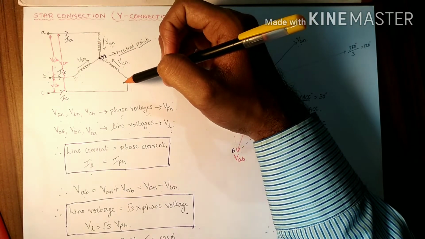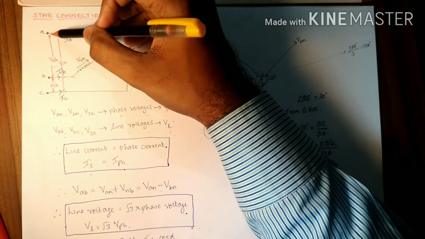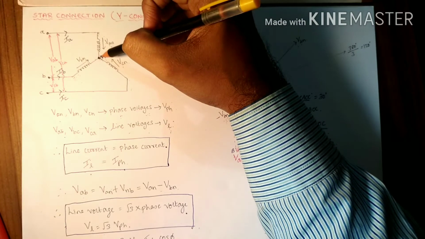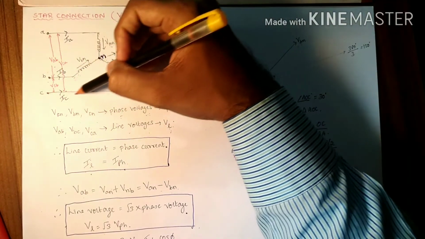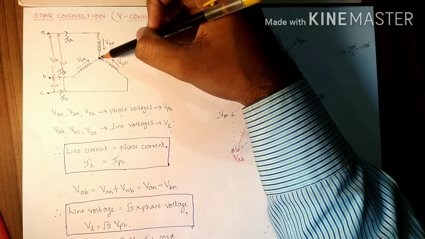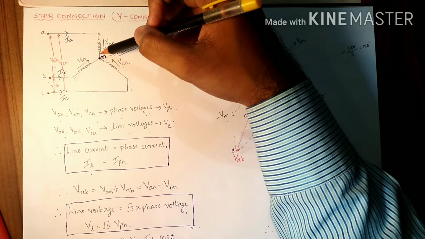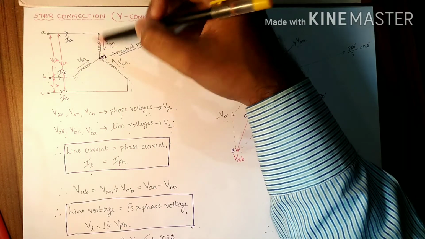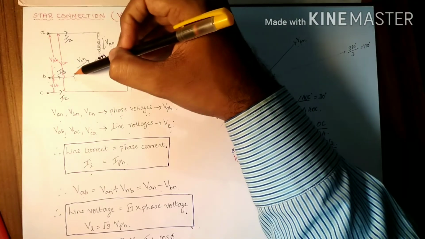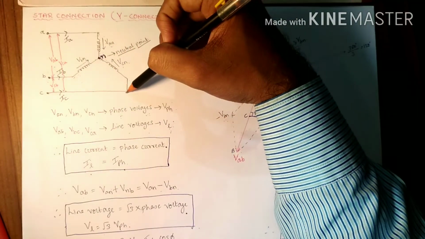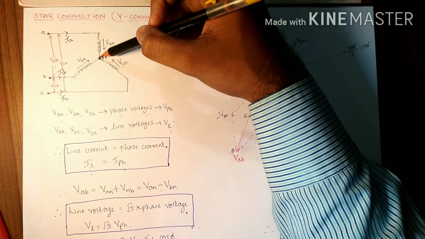Now moving on to the current. So here the current, you can see IA, right? So from here to N. Then IB is flowing from this point to N. IC is also flowing from C to N. So IA, IB, and IC are the three currents, and what I can see is this is line, right? So this is also line, and this is also line. This is phase, and this is phase.